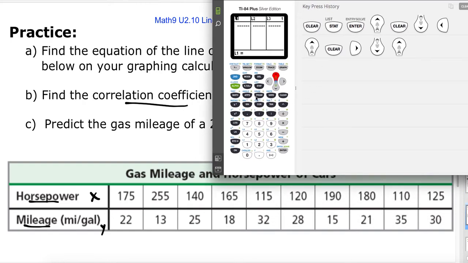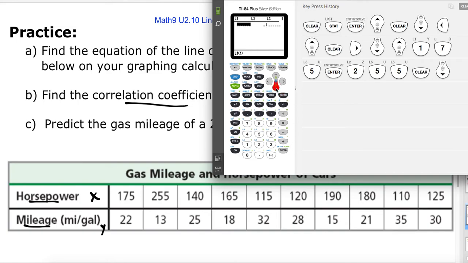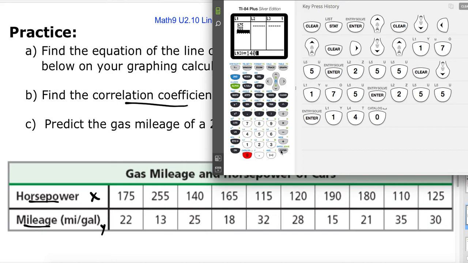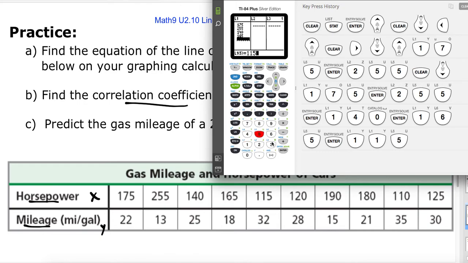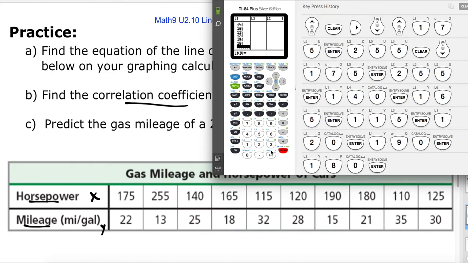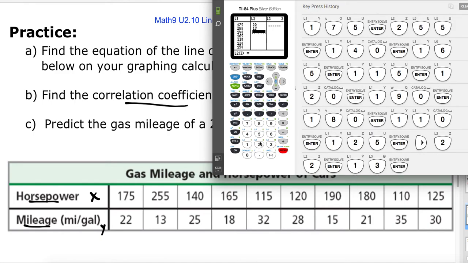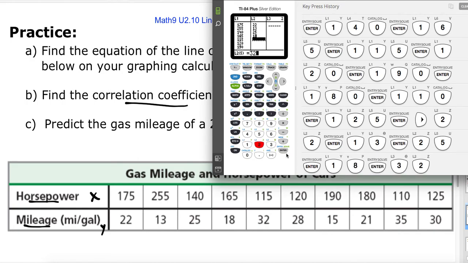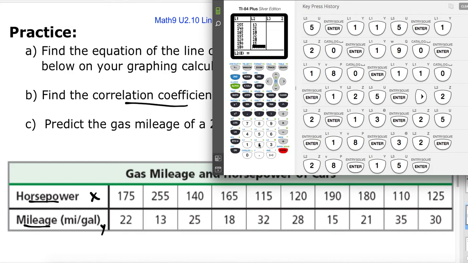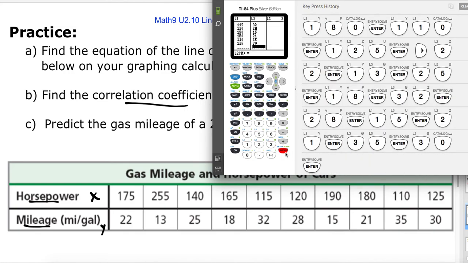So you're going to put your data back in here. I'll do it real fast. 175, 255. Oops. I'm in L1, sorry. So I have to go down to here, and then I can go 175, enter. 255, enter. 140, enter. 165, enter. 115, 120, 190, 180, and 110, and 125. And then in the other column, the Y column, hit over. Go 22, 13, 25, 18, 32, 28, 15, 21, 35, 30. Great. We've got all our data.